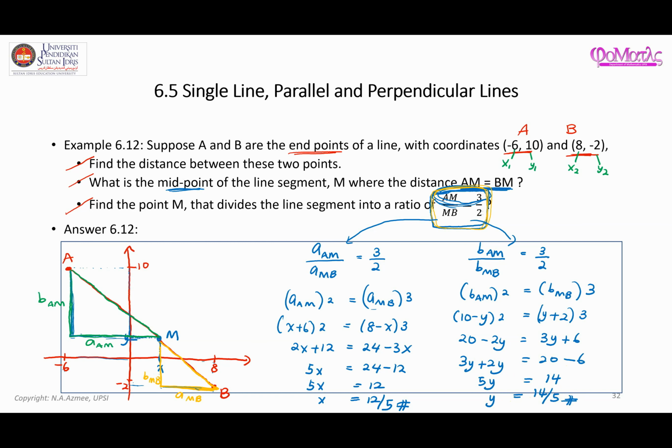So the point M that divides the line segment into this ratio is at X equals 12 over 5 and Y equals 14 over 5.